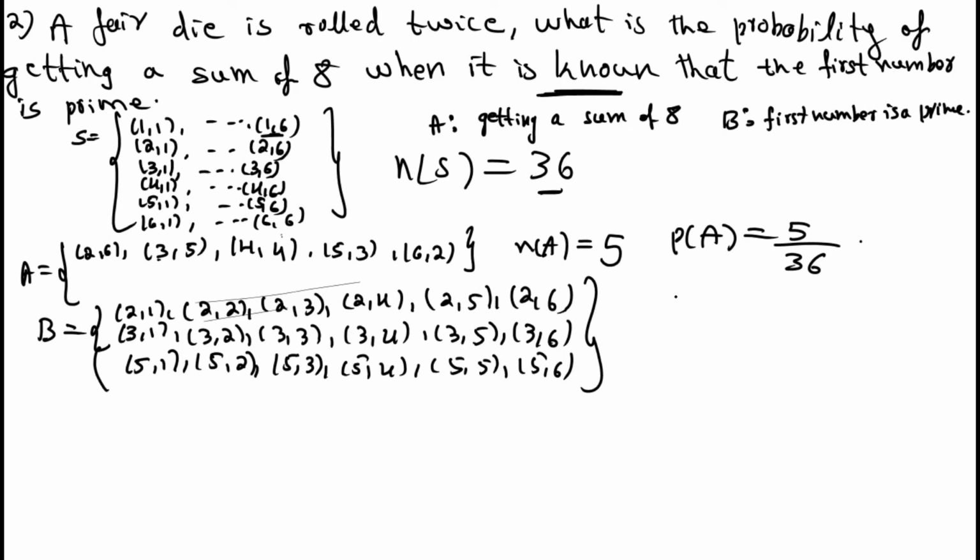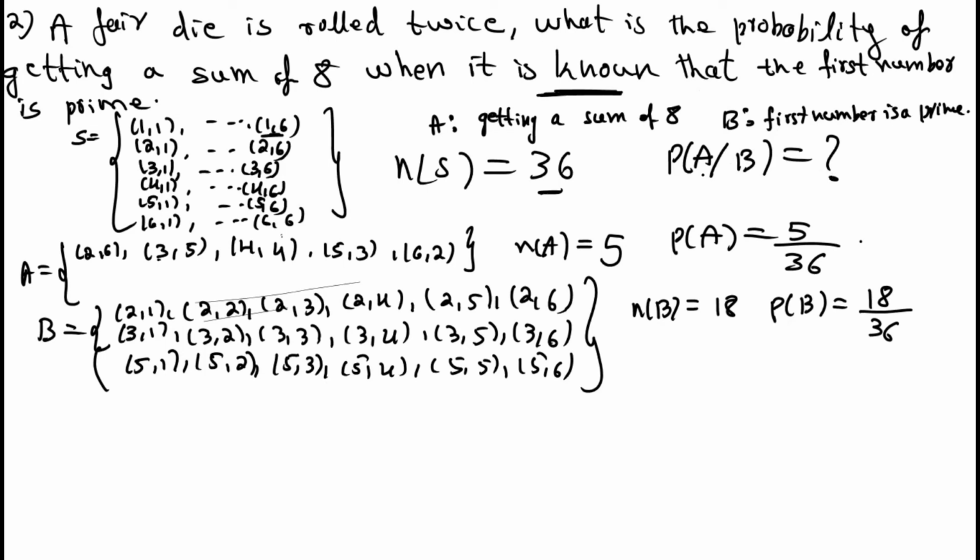First number is a prime. N of B is equal to how much? See, 6, 6, 6, it's equal to 18. Probability of B is equal to 18 divided by 36. Keep it like 18 by 36 only. Now what's the question? Question is, find the probability of getting a sum of 8, given that the first number is a prime. That means getting a sum of 8 is A, and first number is a prime is event B. Probability of A given B is equal to question mark.